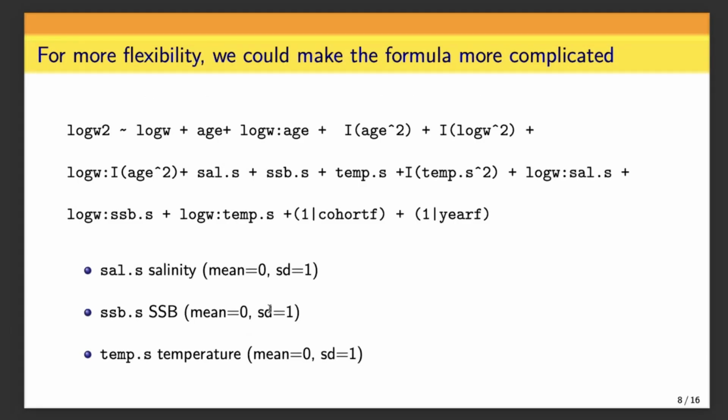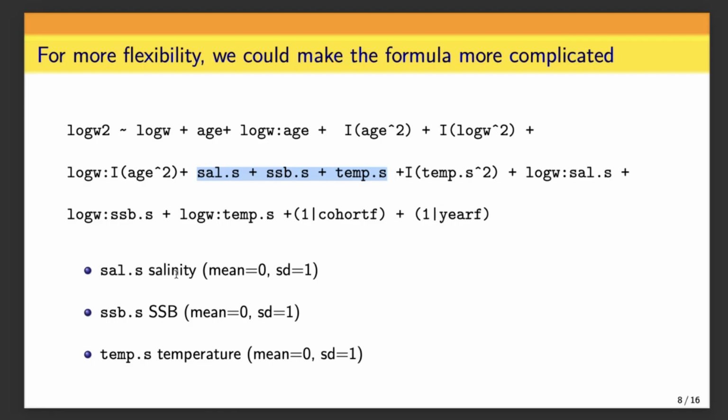So for more flexibility, we could make the formula more complicated. And I arrived at this formula by just trying lots of different things that seemed to make sense. But basically, you're saying log weight in the next year depends on log weight this year, plus age, plus how log weight interacts with age, plus there's a quadratic effect of age and a quadratic effect of log weight, and those also interact here. And then here we have our environmental variables.